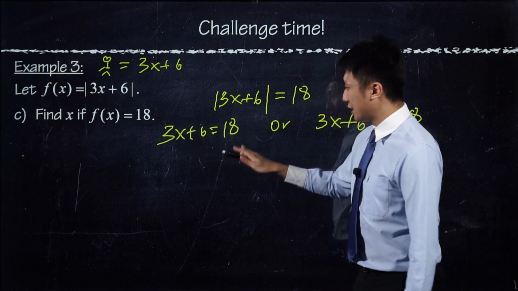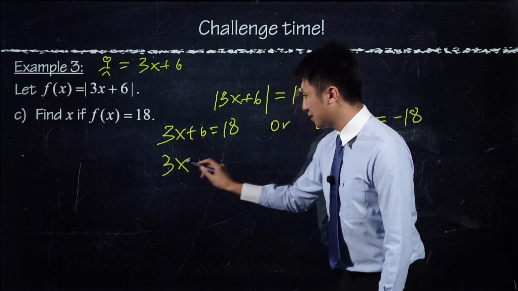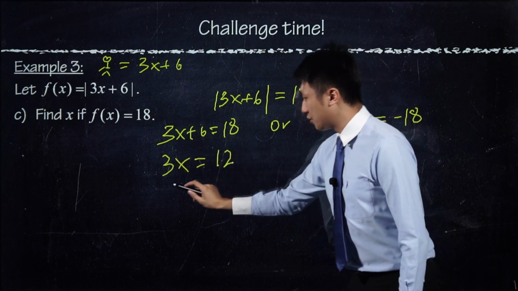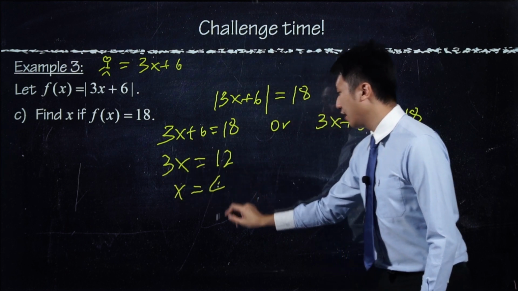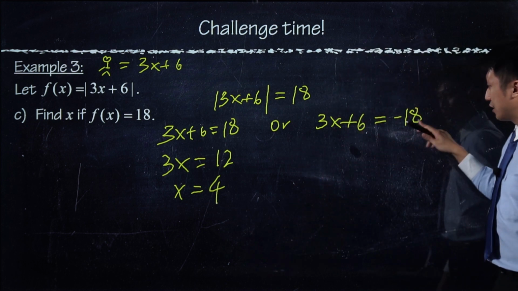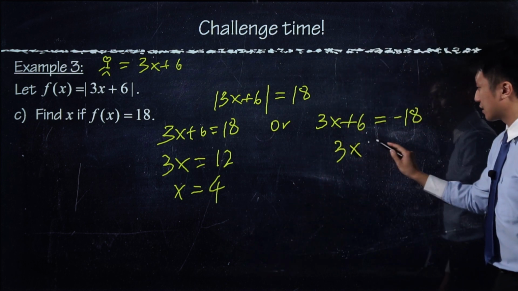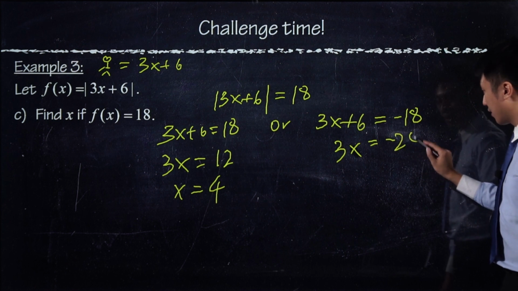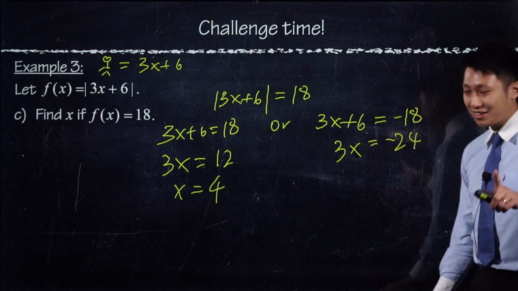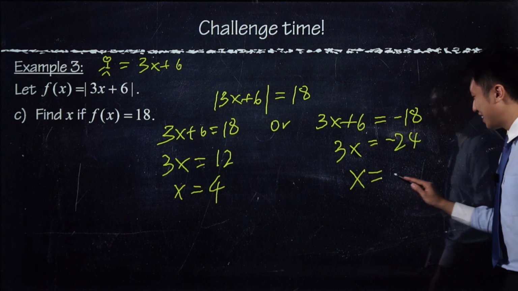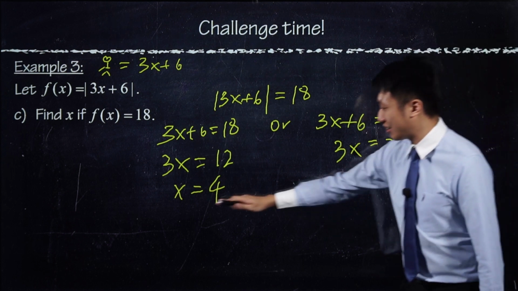I move the 6 over, it becomes minus, so it becomes 12. So x will be 4 here. And on the other side, I move this over, so 3x is equal to negative 24. Your math is okay, right? So this is minus 8. Yeah, so you get 2 answers.